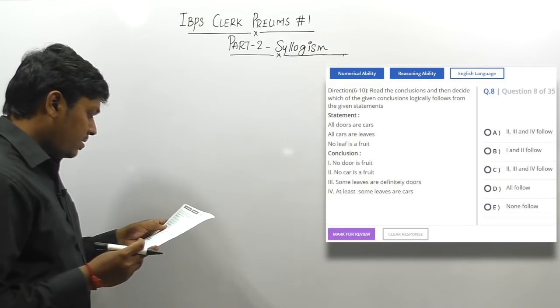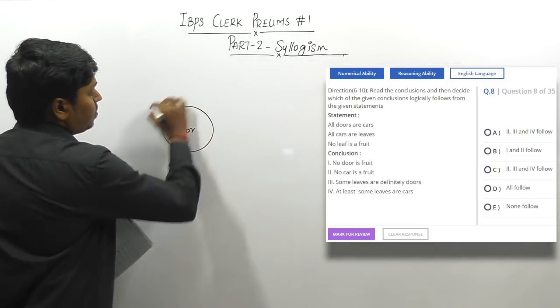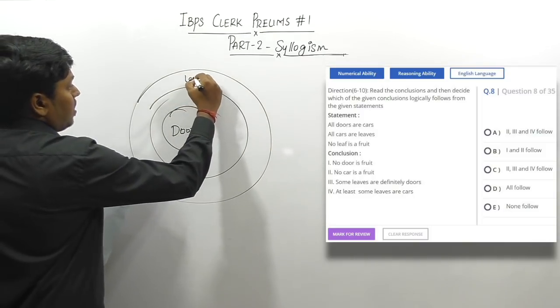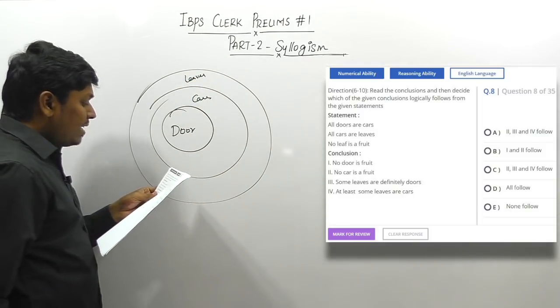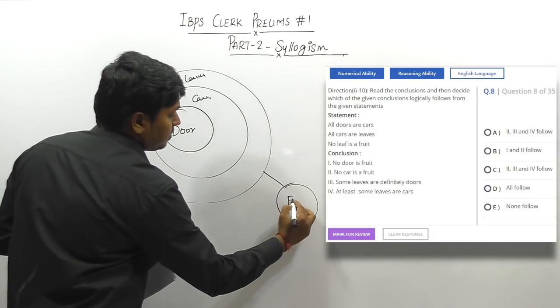Question number 3. All doors are cars, right? So all doors are cars and all cars are leaves. Then no leaf is a fruit, right? So no leaf is a fruit.